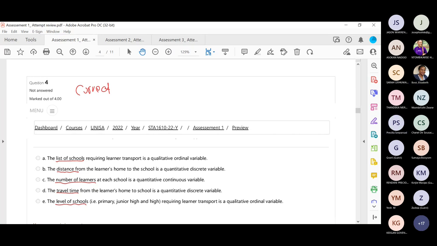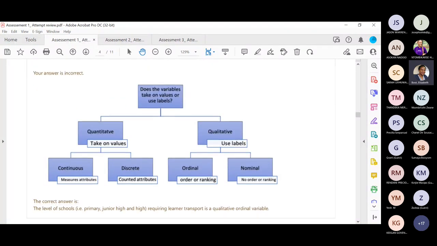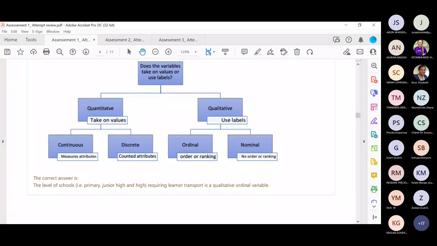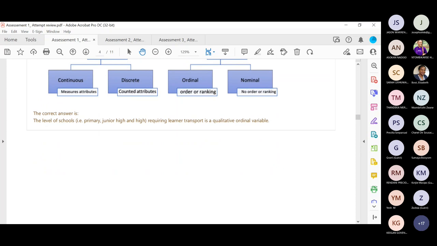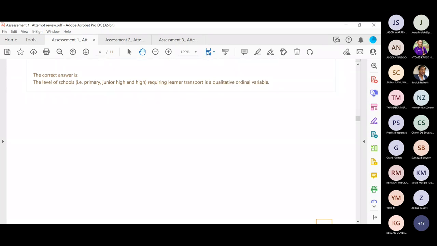I think it's E. Yeah, I also think it's E. Yes, definitely E is the correct one because it says level of school from primary, junior, and high school. It is ordinal because there is a rank, and it is qualitative ordinal. And we do have a diagram there that explains the variables.